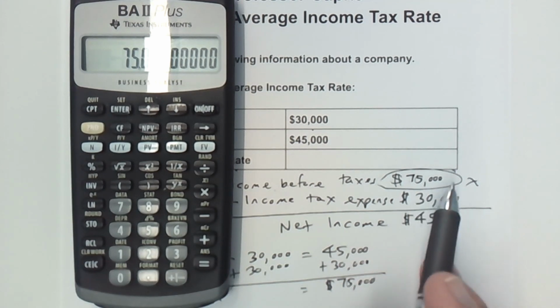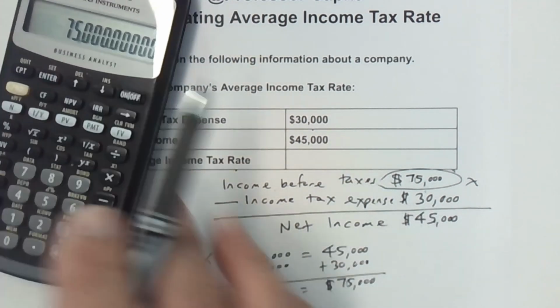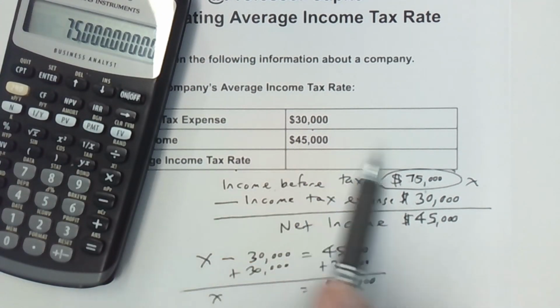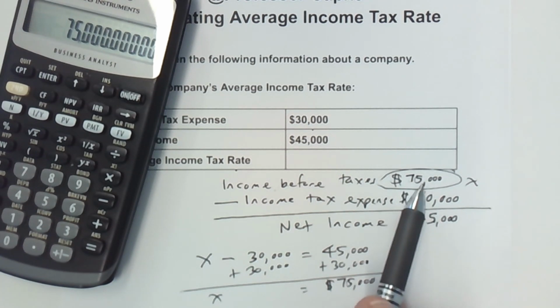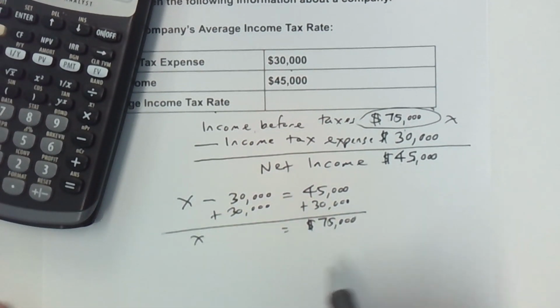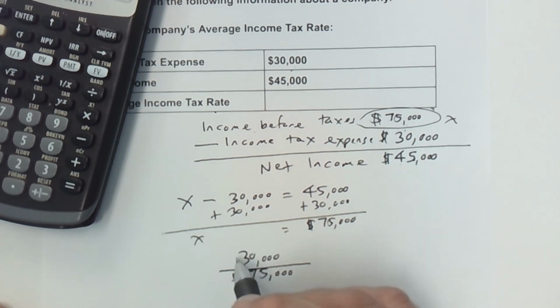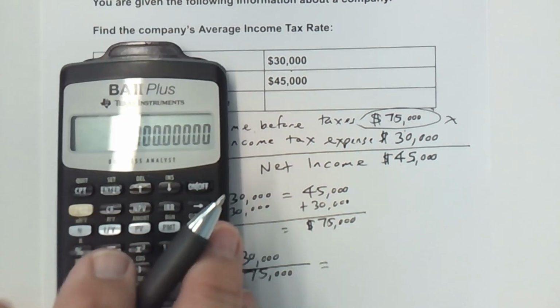So 75,000. This is the number on which you pay taxes, because the net income is after the taxes are already paid. So we've got to figure out the rate based on this number here. So the way I'm going to do that is I'm going to take the 75,000, that's the income before taxes, and I'm going to make that my denominator. And my numerator is going to be the tax expense, which is the 30,000. Because we pay $30,000 on the 75,000, that's going to give us our tax rate as a decimal.